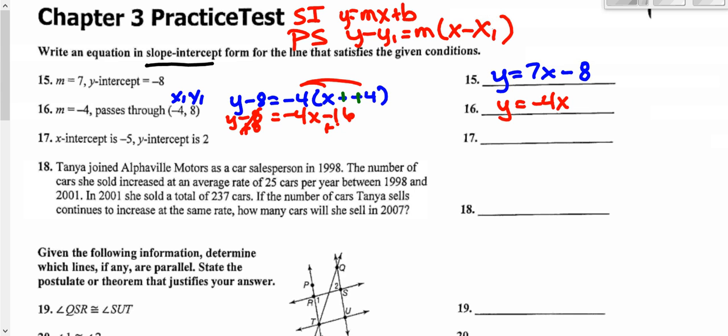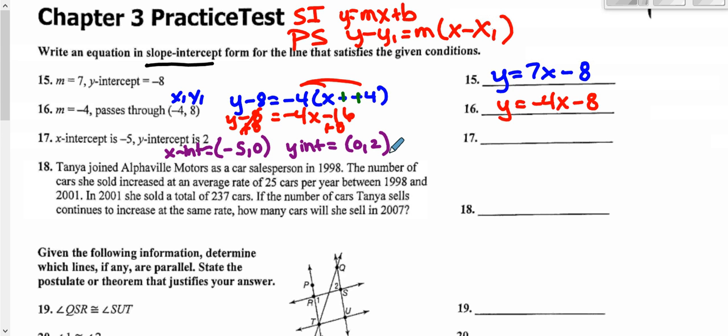We add the 8's, and we get -8. Here we have an x-intercept of -5 and a y-intercept of 2. Okay, so what that means is an x-intercept is a point which is -5, 0. So that's the x-intercept. Then we have the y-intercept, which is at 2, so that's 0, 2.